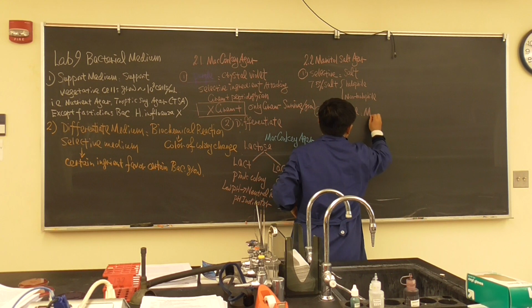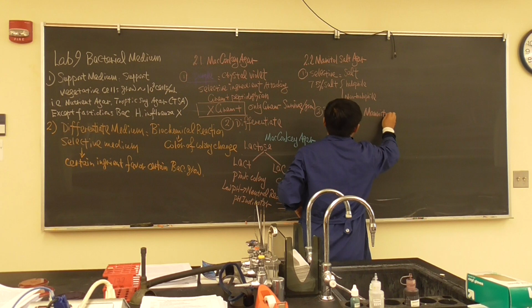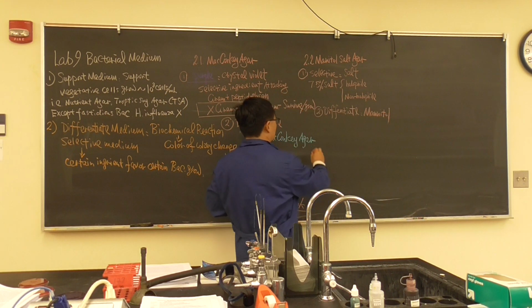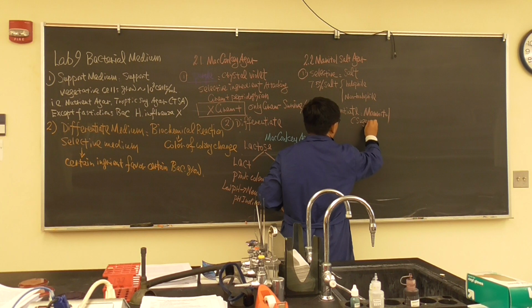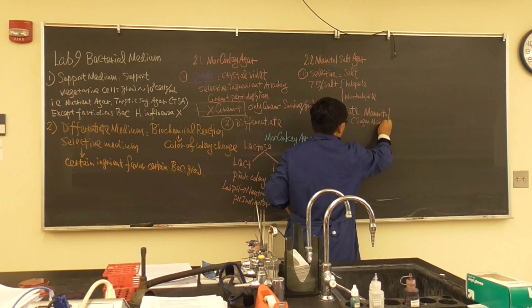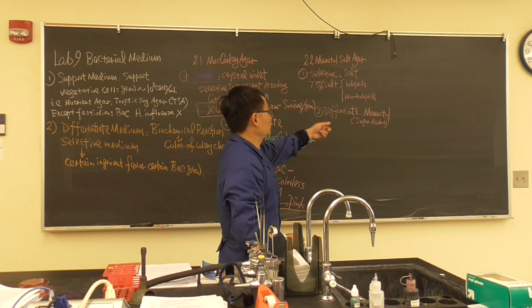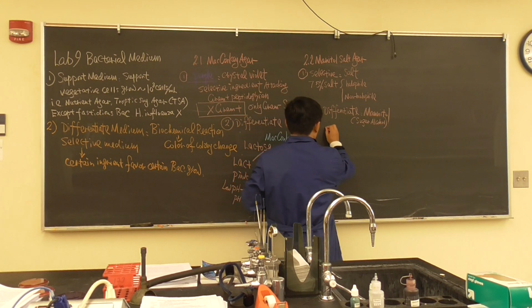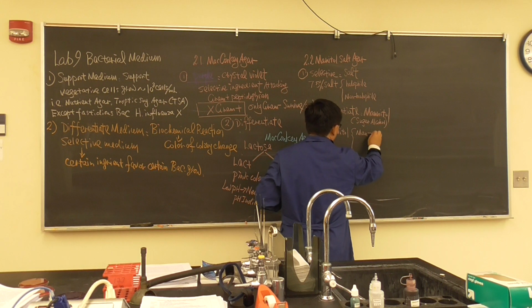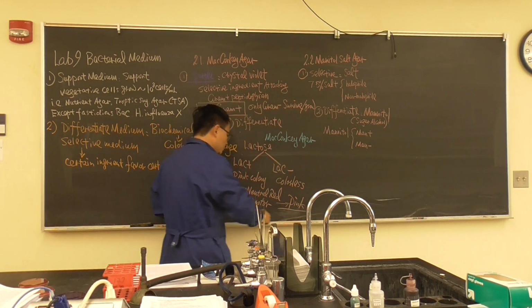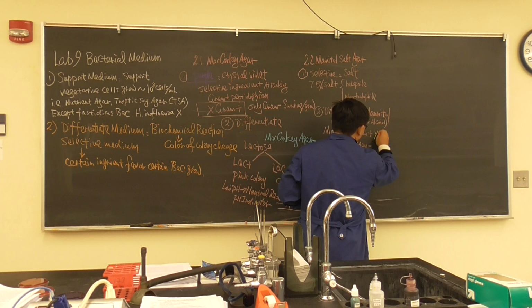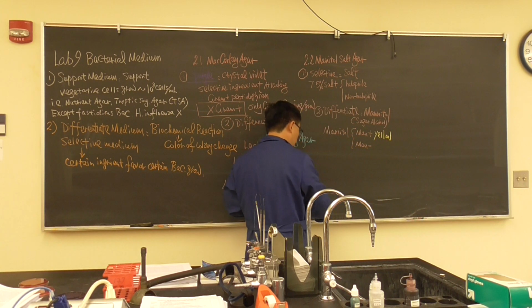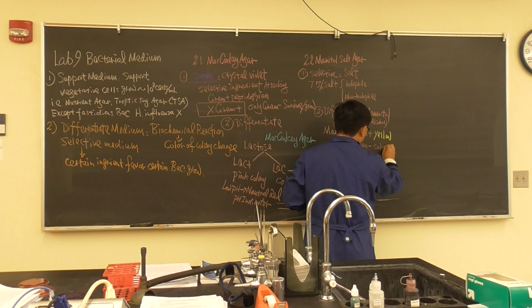Differentiate is mannitol. Okay, mannitol is a sugar alcohol. You should know that. We'll talk about this. That's a mannitol. And the bacteria could use it. So they separate into mannitol fermentation positive and mannitol fermentation negative. If mannitol fermentation positive, the colony is yellow. And mannitol fermentation negative, it is colorless.